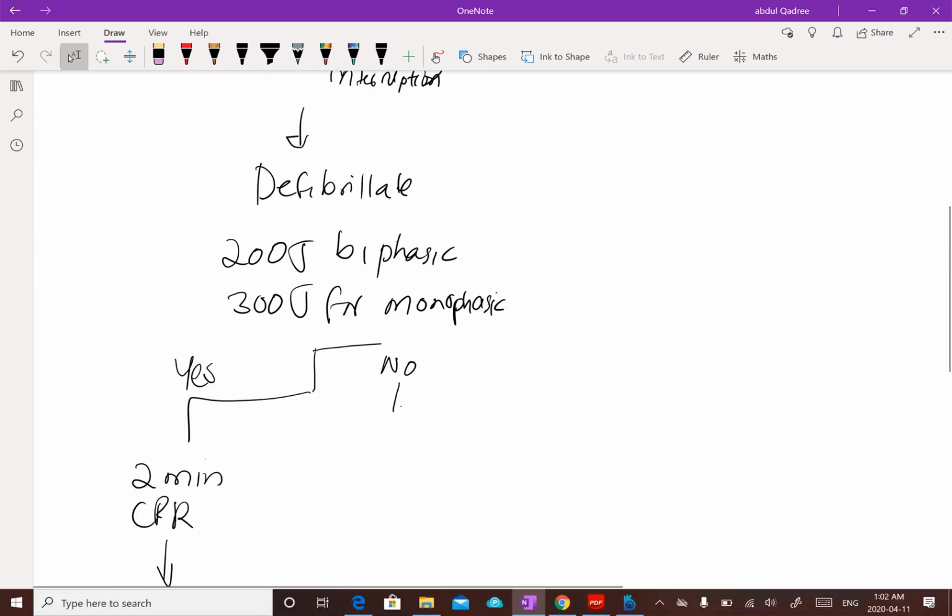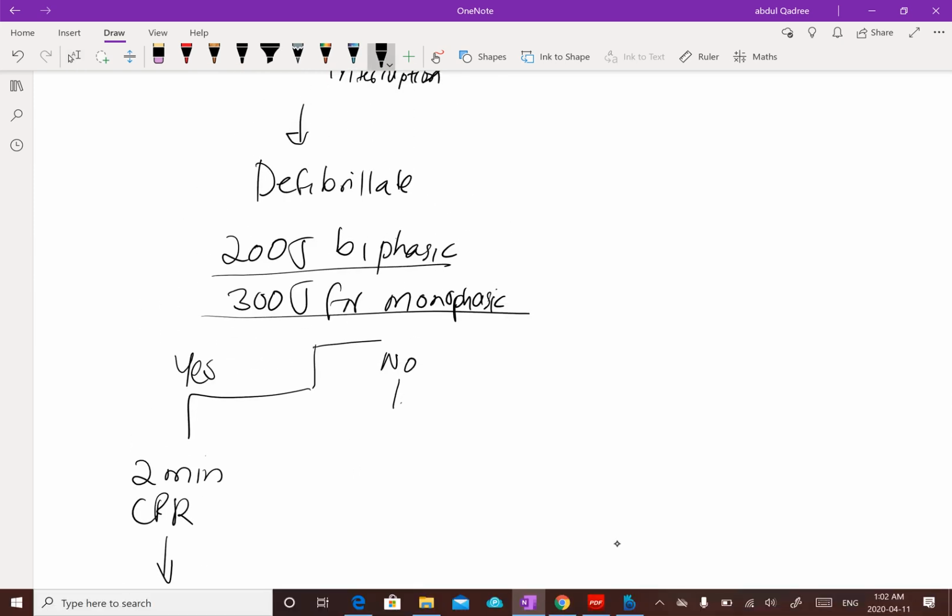Let's say now we give this person 200 joules, or 300 joules from monophasic defibrillation, and the rhythm is not coming back to normal, right? So we're going to continue CPR again and check the rhythm. Is the rhythm VTAC or VFib? If it's VTAC or VFib, we continue our CPR and we start on medications now.